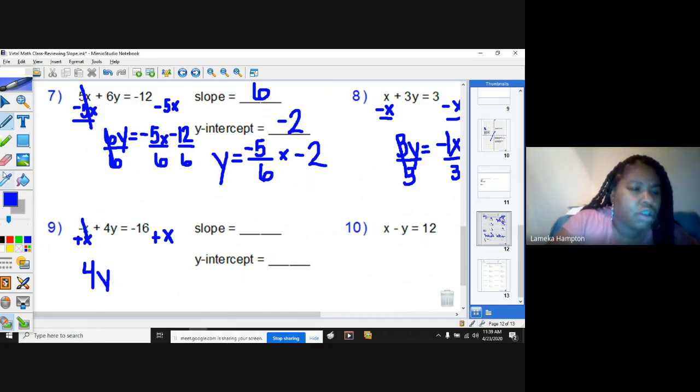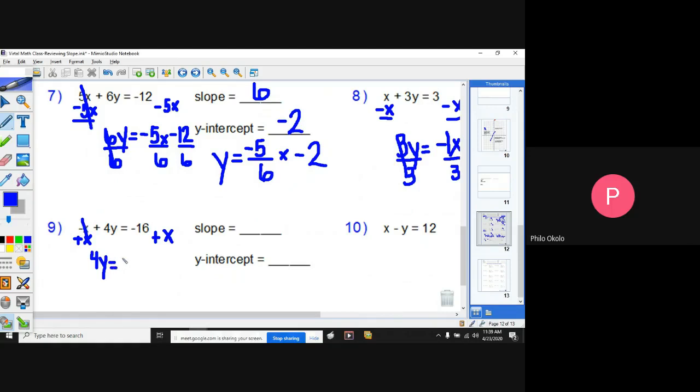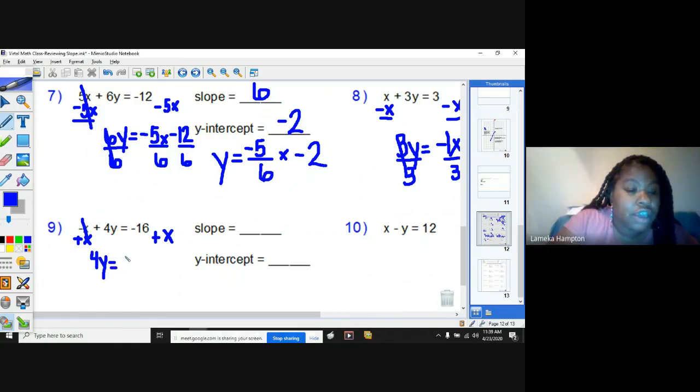Uh-oh, I didn't realize that I was at the end. Let me move this up. I have 4y is equal to x, negative 4. Well, not yet. I'm glad y'all are ahead of the curve, though. I really am.